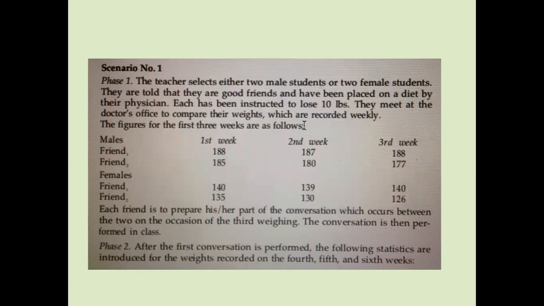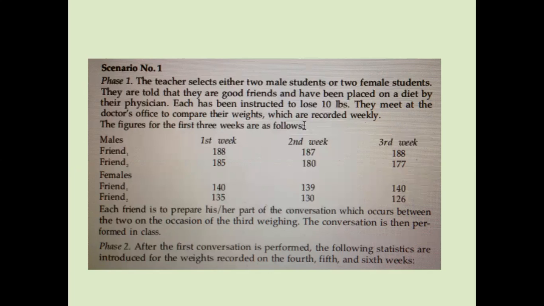So here you see their weights from the first week, and then the second week, and then the third week. I think from here you can modify this however you like, but they basically have to prepare their conversations for each week. I think this is what I understand. And then there's a second phase where they discuss their weights over the 4th, 5th, and 6th week.